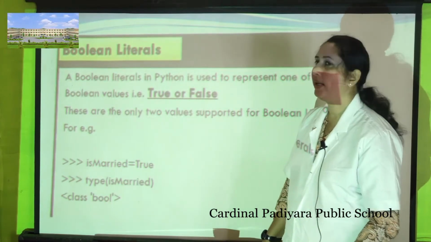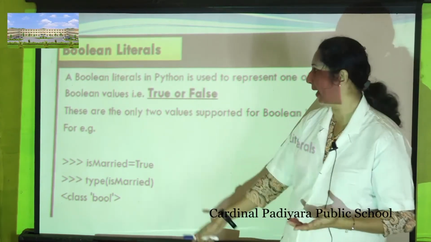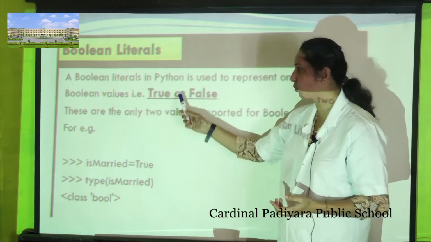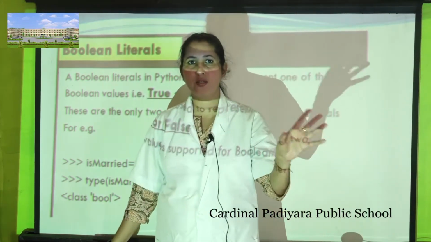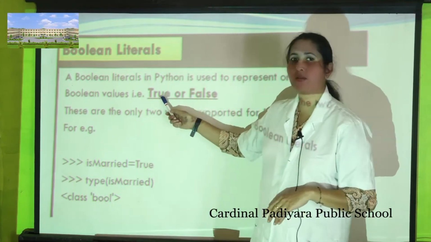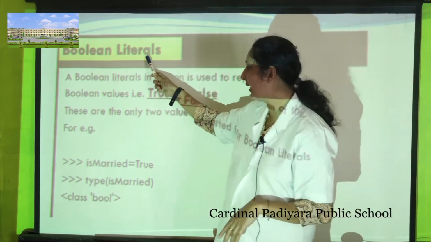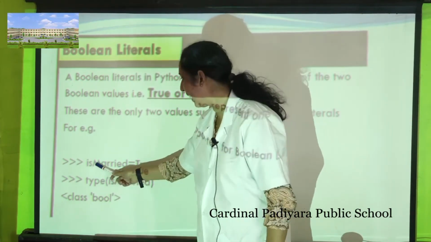Next, Boolean means it contains two values, that is true or false values, which are termed as Boolean values. Only two values: positive 1 and 0. We consider true as value 1 and false as value 0, which are termed as Boolean literals. Here we can see an example.